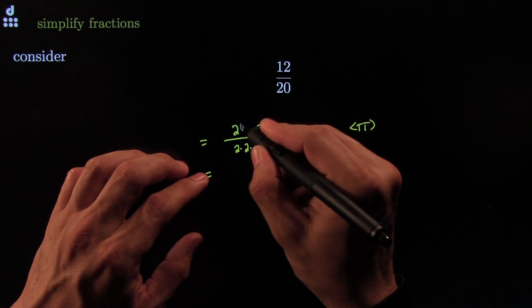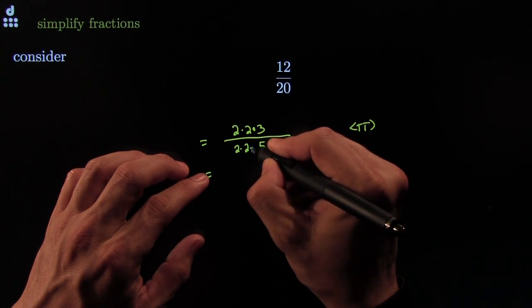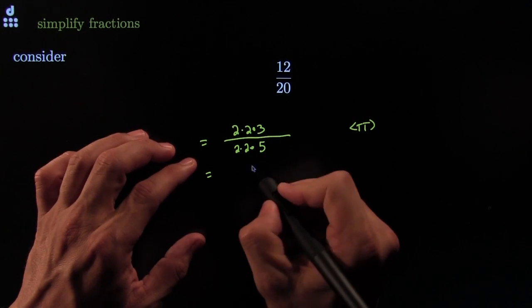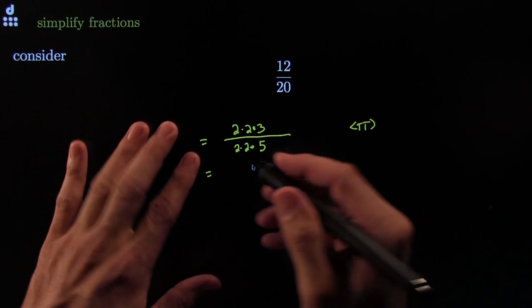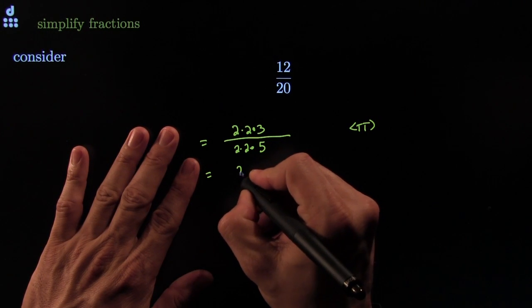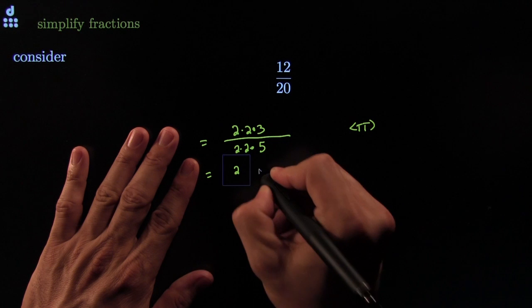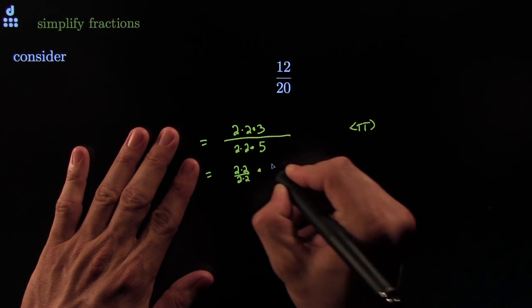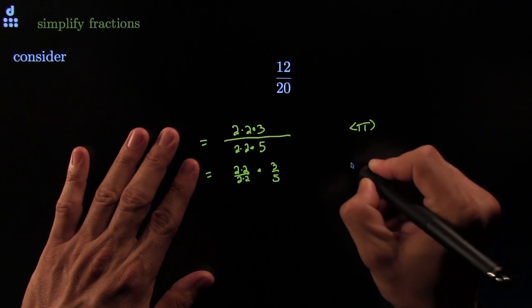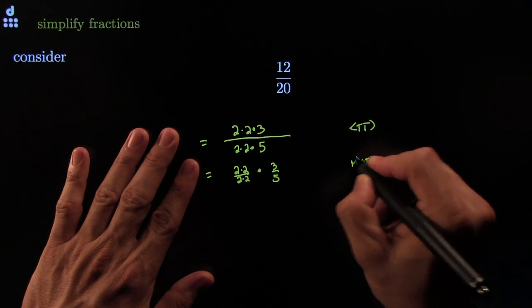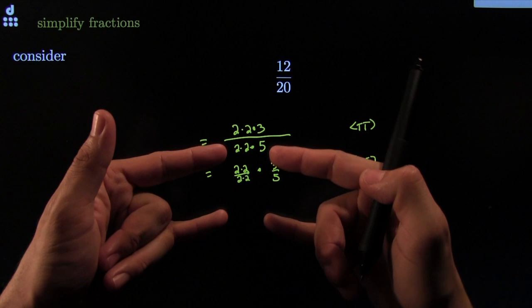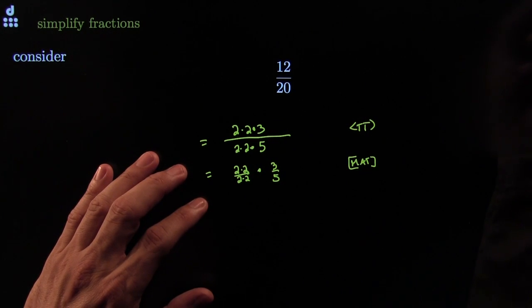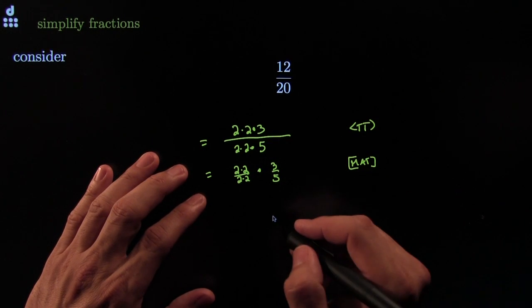Now I could focus my attention on this times and that times, and I could say, you know what, I could unglue those. This would be 2 times 2, all over 2 times 2 times 3 times 5. And that would be by the multiply across theorem, meaning that if I was to multiply across, that would get me to the previous step.